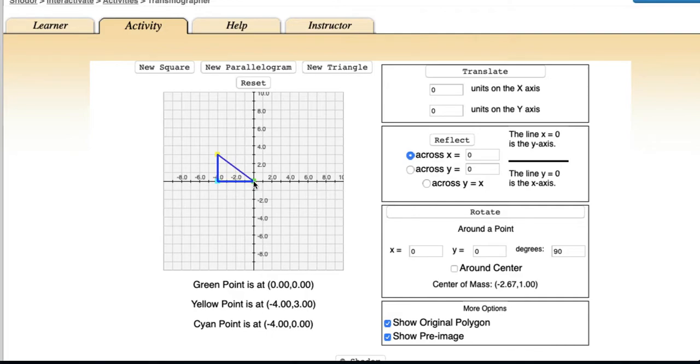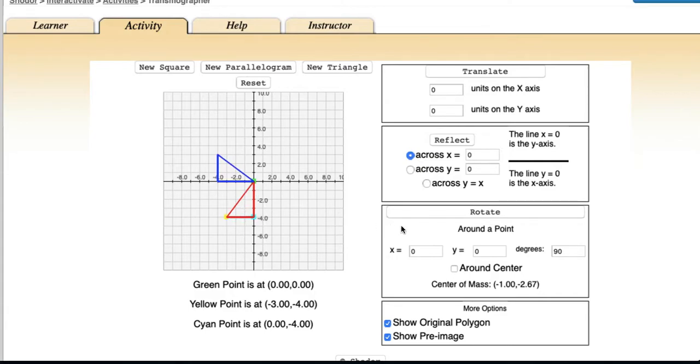Then I look at my yellow. It's 4 to the left and 3 up. So if I was to rotate that paper 90 degrees, it would go 4, and then now it's going to go to the left. So 4 down and 3 to the left. So if I rotate it, it should end up down here, which is exactly where I was saying that it's going to be.